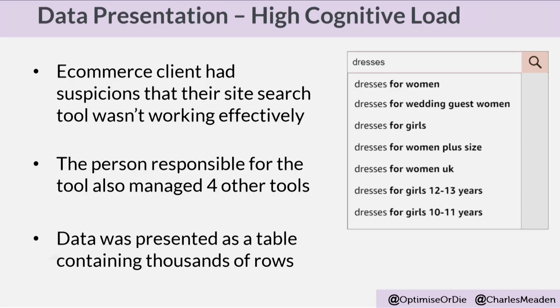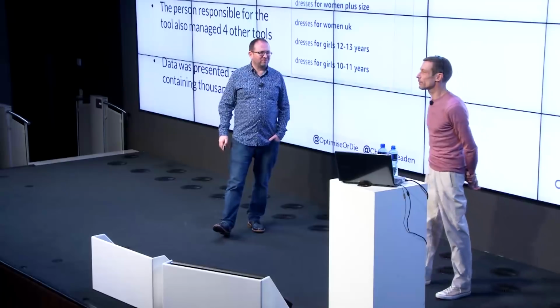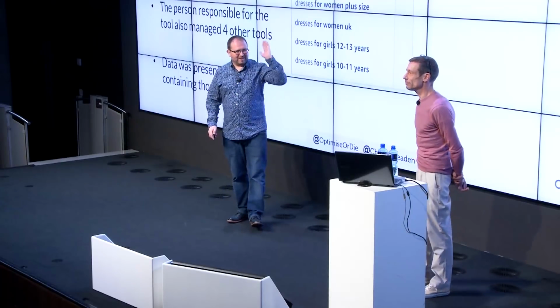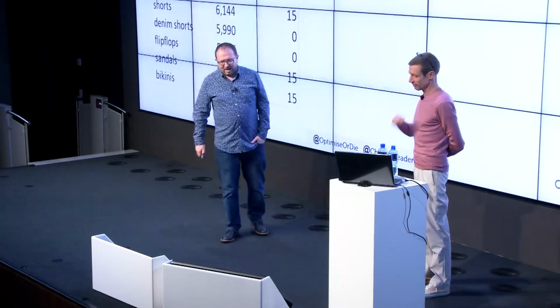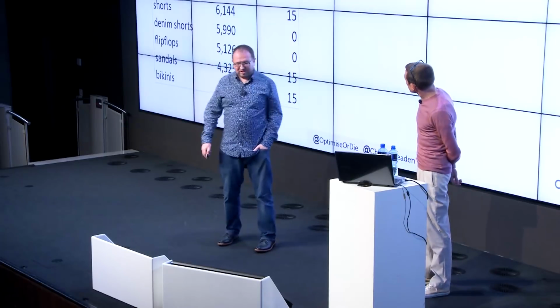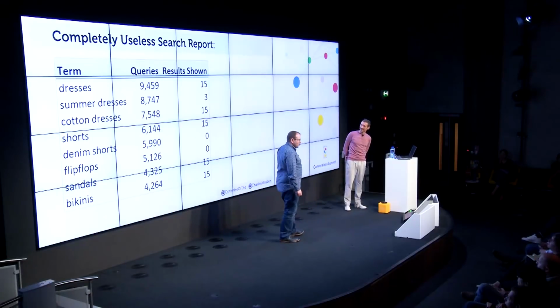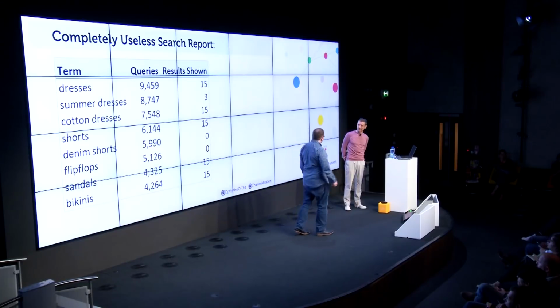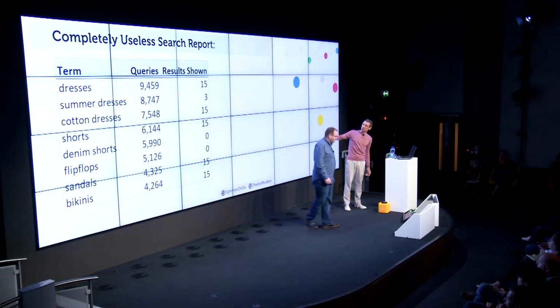So it turns out the person responsible for managing this tool also had 4 other on-site tools to manage at the same time. So data was presented as a table that contained thousands upon thousands of rows. There you go. There's your report. Get on and manage. And we called this the completely useless search report. Yep. So they got the search term, they got the number of queries per week. What would you do when you look at this?